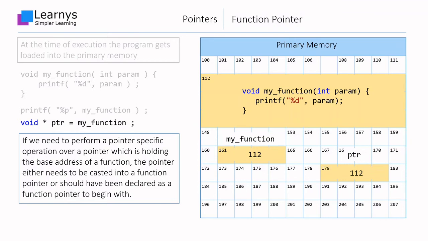In a similar tone, what if we need to perform a pointer specific operation over a pointer which is holding the base address of a function? Indeed, in this case too, the pointer either needs to be cast into a function pointer or should have been declared as a function pointer to begin with. This brings us to the stage where we need to understand how to declare and define a function pointer, which is our next topic of discussion.